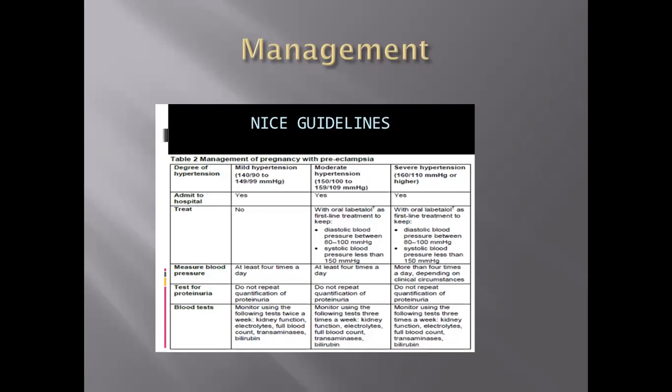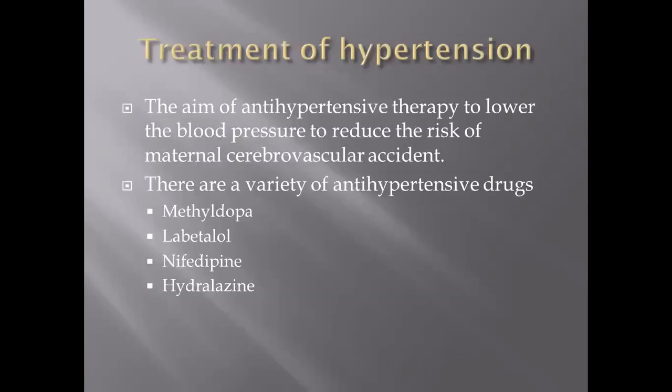In case of moderate hypertension, the blood investigations should be repeated 3 times a week, and similarly in case of severe hypertension. So the management plan in case of moderate and severe hypertension is almost the same. This is the NICE recommendation for the management of preeclampsia. So first is the treatment of hypertension. The aim of antihypertensive therapy is to lower the blood pressure to reduce the risk of maternal cerebrovascular accident and not to disturb the uteroplacental blood flow.